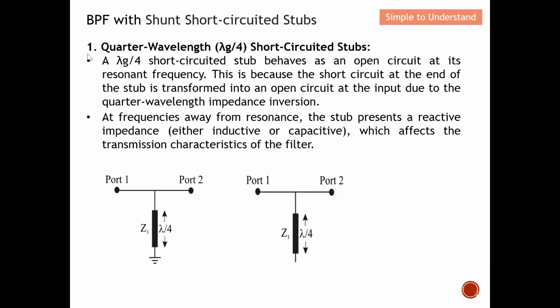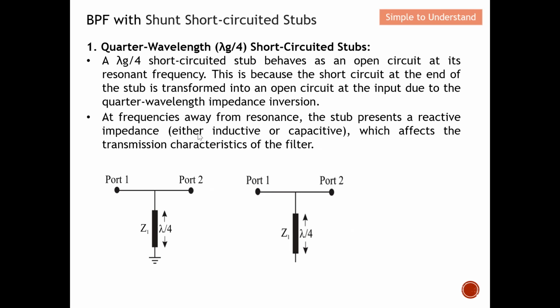Let's take a closer look at the shunt short circuit stub. How can we actually have a passband characteristic? By having a quarter wavelength short circuit stub. A lambda over 4 short circuit stub behaves as an open circuit at its resonant frequency. This is because the short circuit at the end of the stub is actually transformed into an open circuit at the input due to the quarter wavelength impedance inversion.